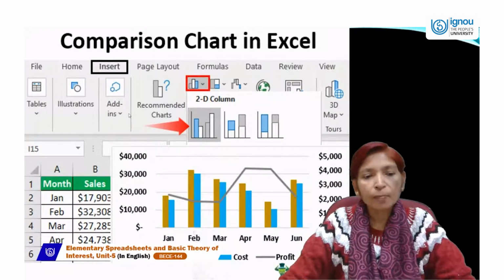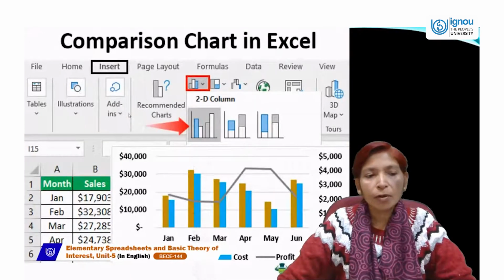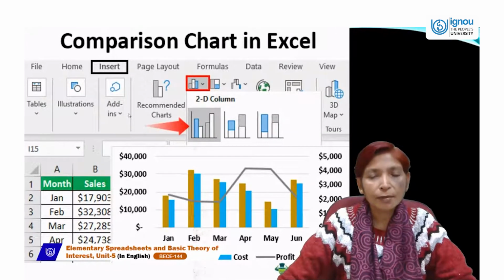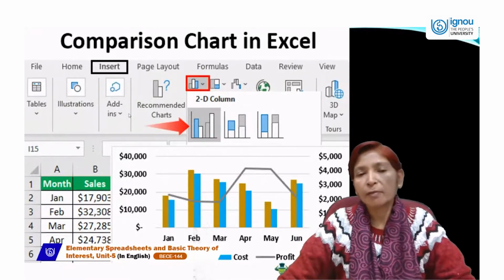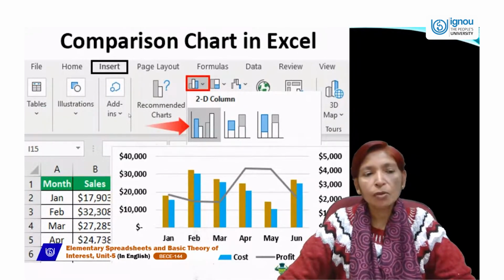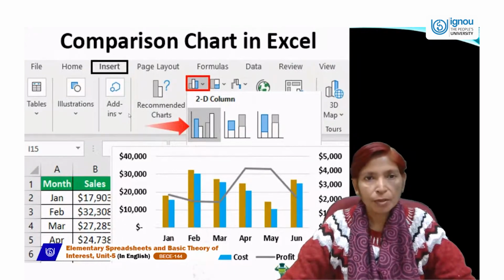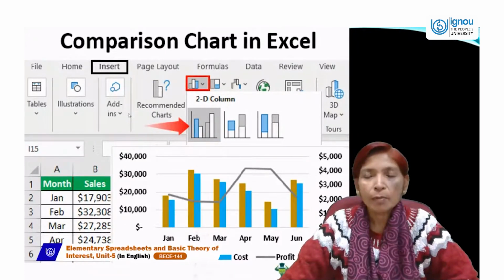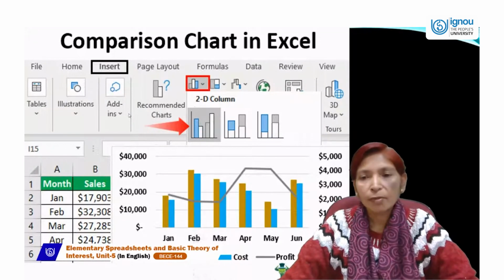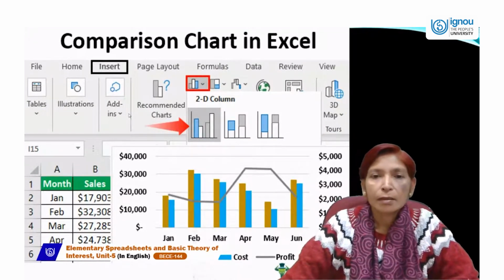Like in January, here sales are given, and if we want to show sales with profit, then we have to make two graphs that will be called multiple bar graphs. We can make multiple bar graph, we can make subdivided bar graph. If we want to show two things in the same month, then we will use multiple bar graph. So we can draw any type of diagram with the help of given data in Excel.